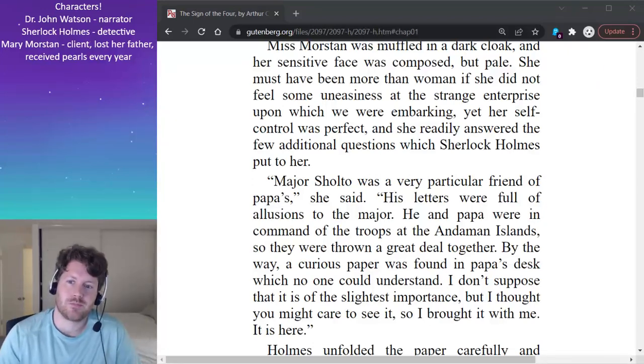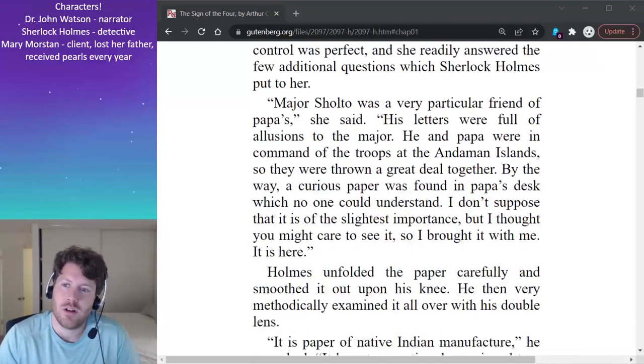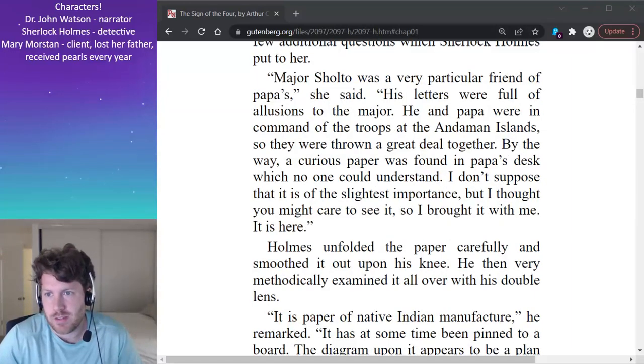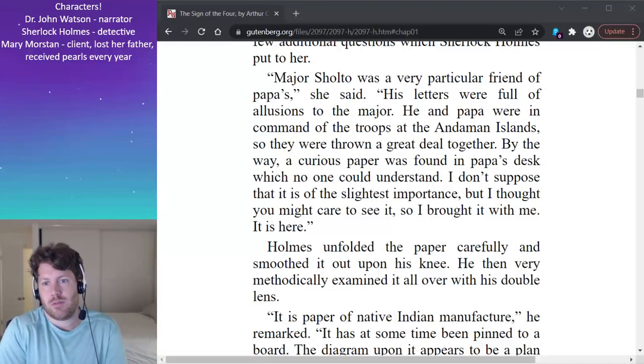"Major Sholto was a very particular friend of Papa's," she said. "His letters were full of allusions to the Major. He and Papa were in command of the troops at the Andaman Islands, so they were thrown a great deal together. By the way, a curious paper was found in Papa's desk which no one could understand. I don't suppose that it is of the slightest importance, but I thought you might care to see it, so I brought it with me. Here it is."